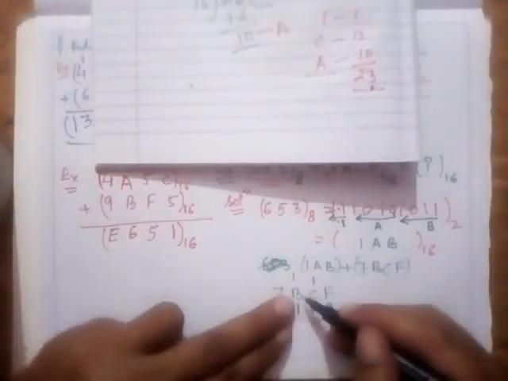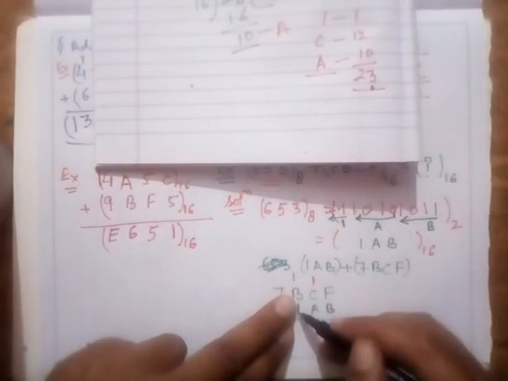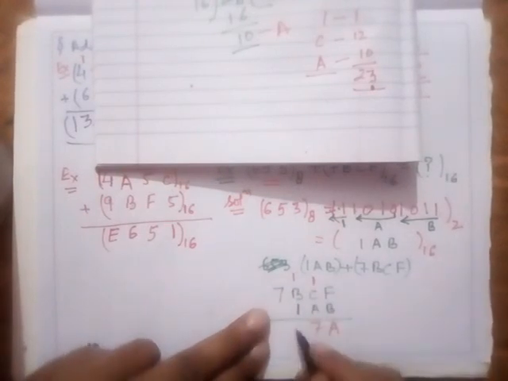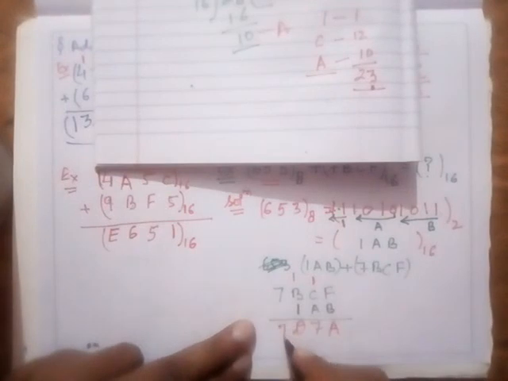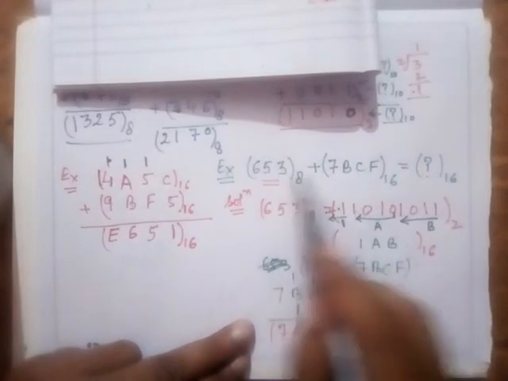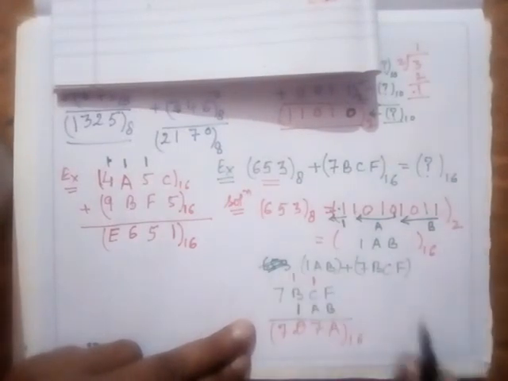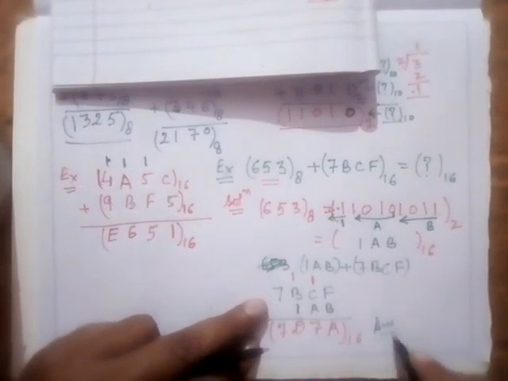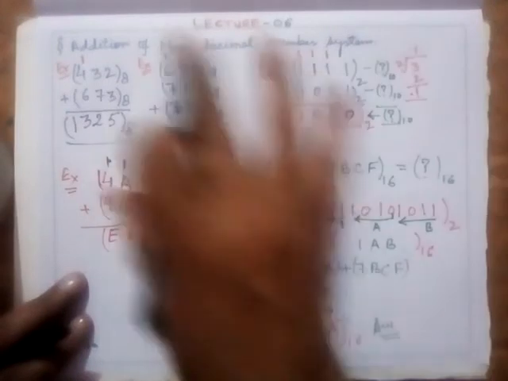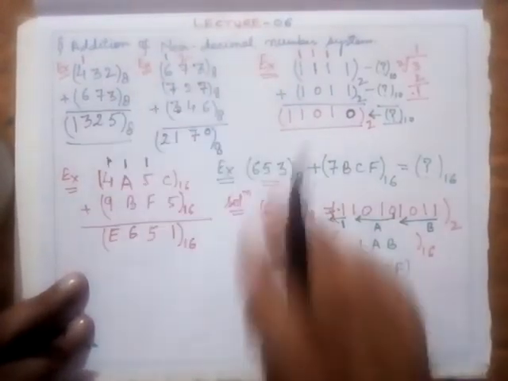Now this B is 11, 12, 13 and 13 is D. And this 7 is as it is. So this is my final result in base 16. That is, the addition of this and this in base 16 is equal to this much. This is my final answer. So this is how you do the addition of non-decimal numbers. First thing is that all the numbers must have the same base.